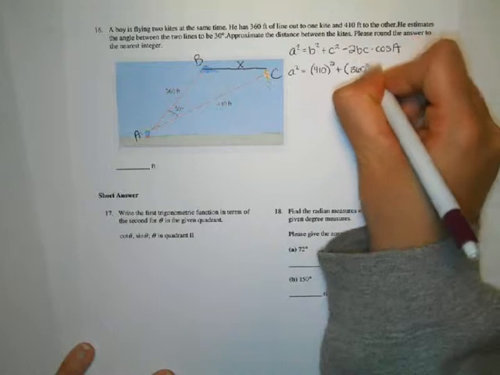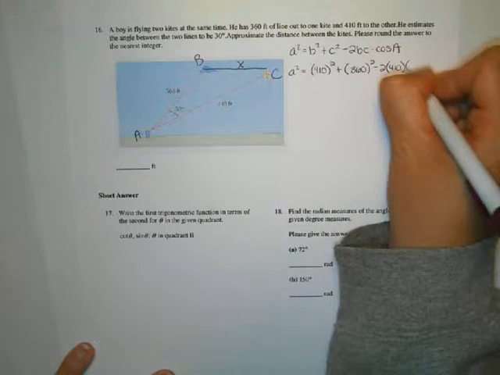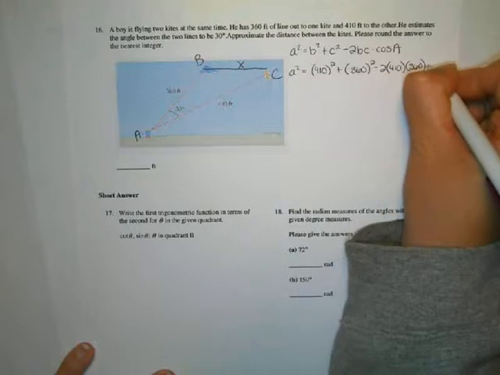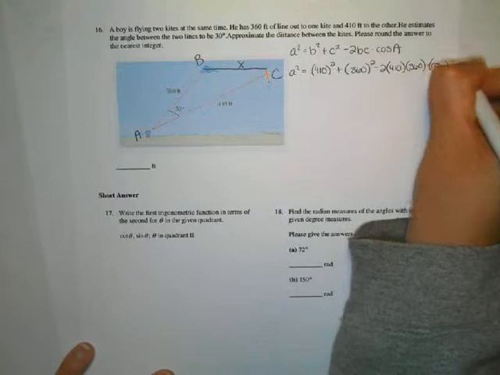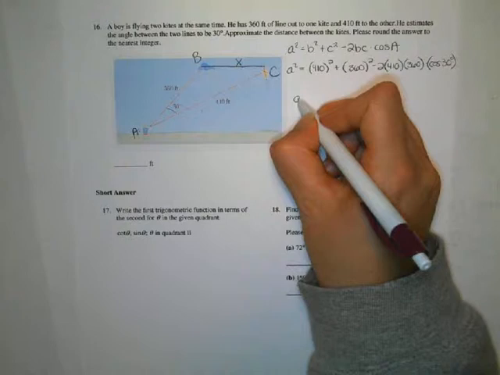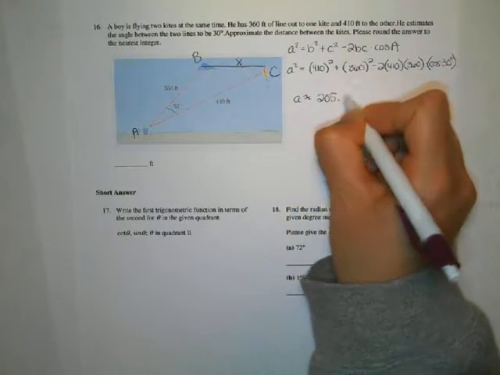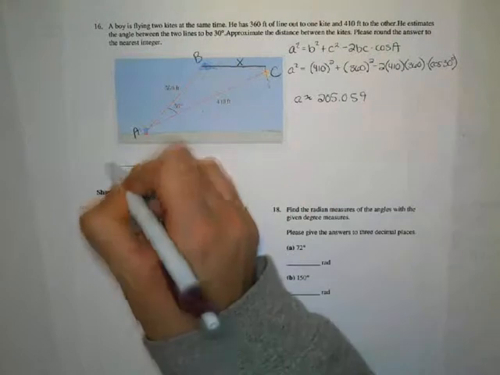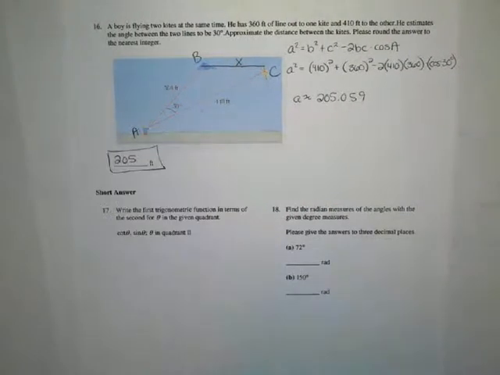Make it work. You should be doing this on your own anyway because it's on your test and you have to do it by yourself. If I get all of this, my answer should be approximately 205.059, and it says round to the nearest integer, so 205 feet. And if you need help, you're welcome to come in and get help on that.